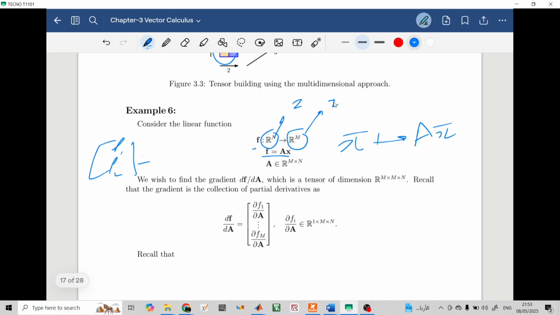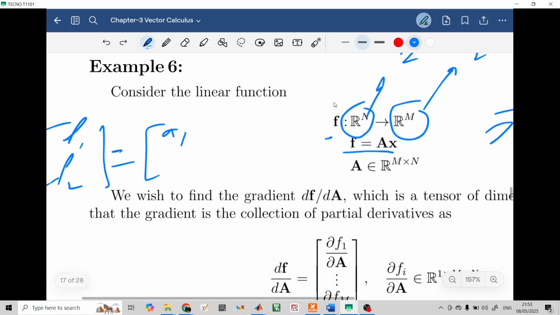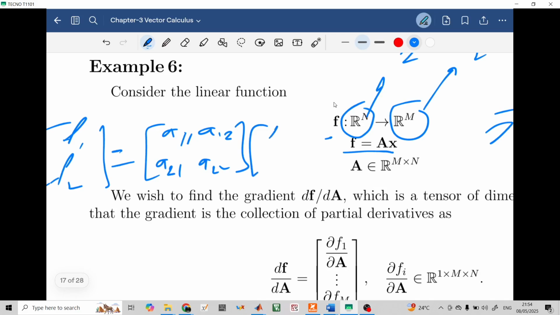This equals what? Matrix A11, A12, A21, and A22 multiplied by the vector x1, x2. Sorry about that. I think we need to zoom in a little bit, right? Let's zoom in. Okay, so here.